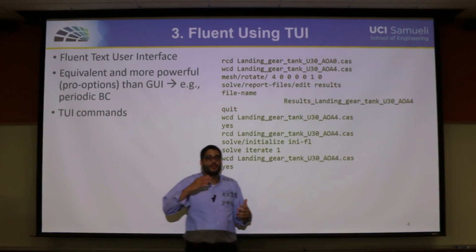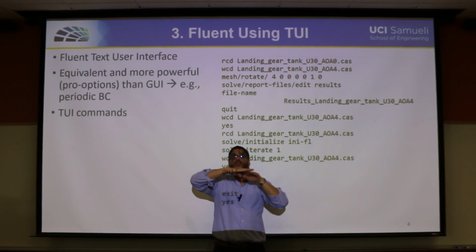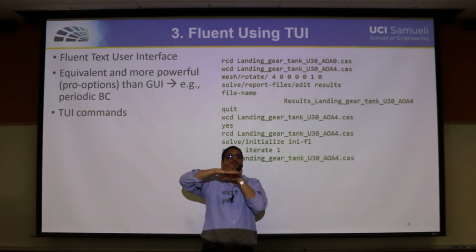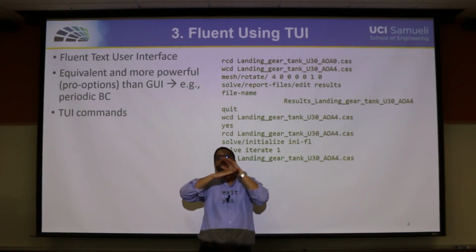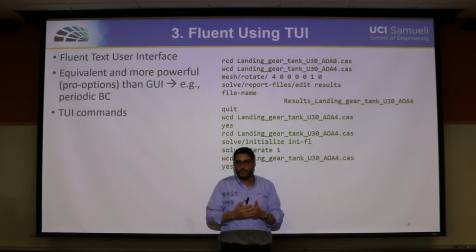Why is that? Because when I do the simulation at 0 angle of attack and I reach a converged solution, this means that when I change my angle of attack, the initial solution would be the converged solution of the previous one. So this would save you a little bit.